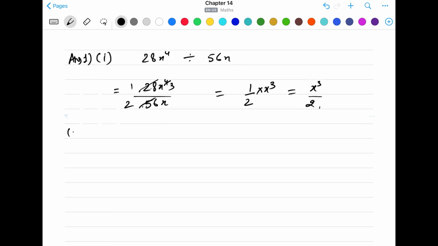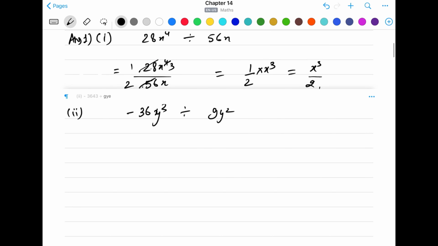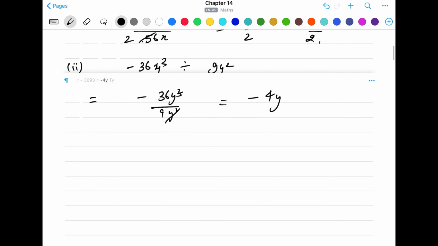Now let's see the next one. We have minus 36 y cube, and we have to divide this by 9y square. Let's first write them in division form, that is minus 36 y cube divided by 9y square. Now we know 36 when divided by 9 will give us 4. We have the minus sign already, and this y square will cancel out the 2 powers of this y, so we're left with only 1 y. So this will be minus 4y. Let's see the next one.